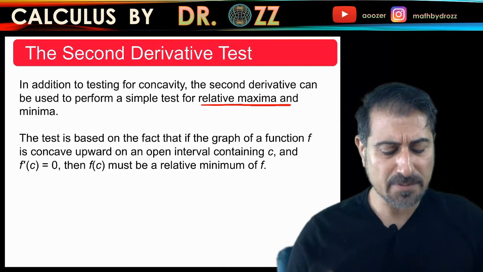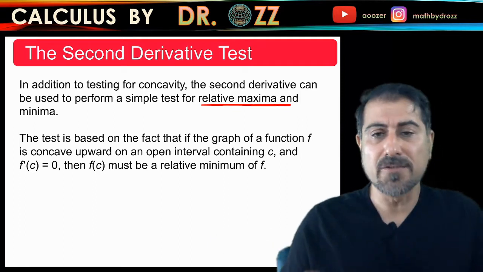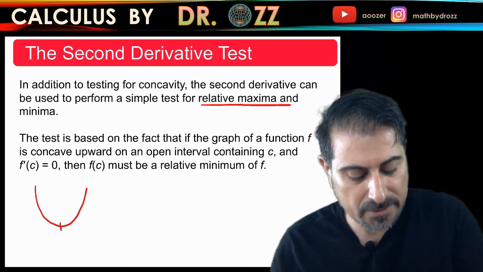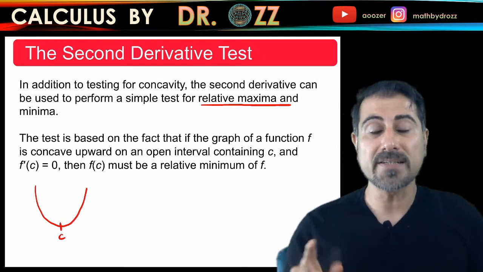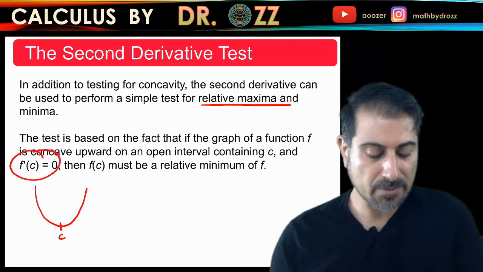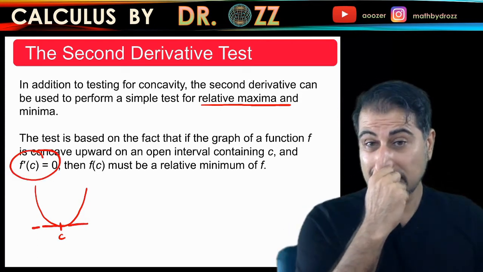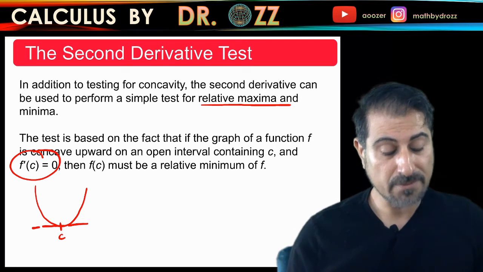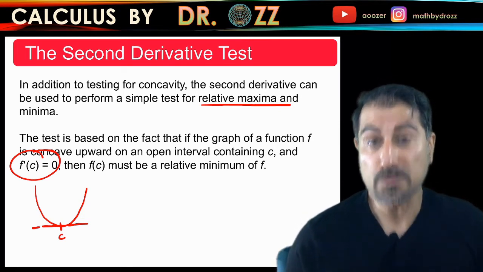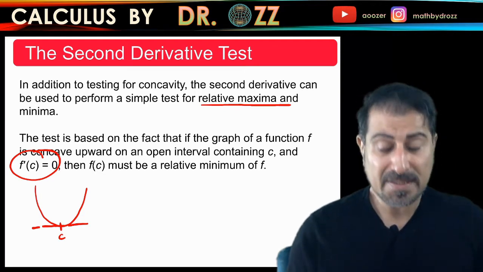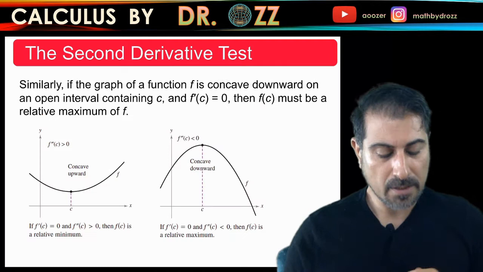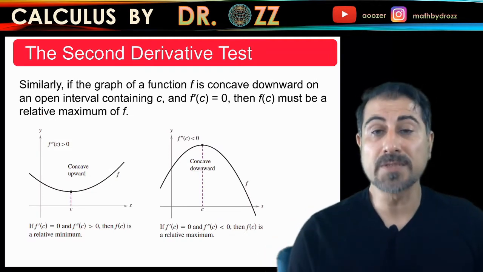And this test is based on the fact that if you have a concave upward type graph, let's say, and here's the point C, and if you know that C is a critical number, in fact f prime at C equals 0, that means you have a horizontal tangent line. That means C has the relative minimum of the function. So in other words, f of C must be a relative minimum of f. And the same thing happens for a concave downward type graph. Let me just quickly go through these two representative examples.